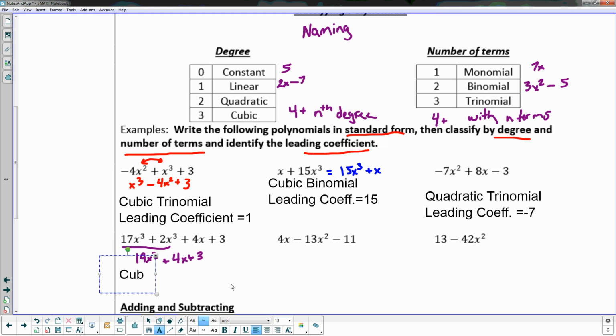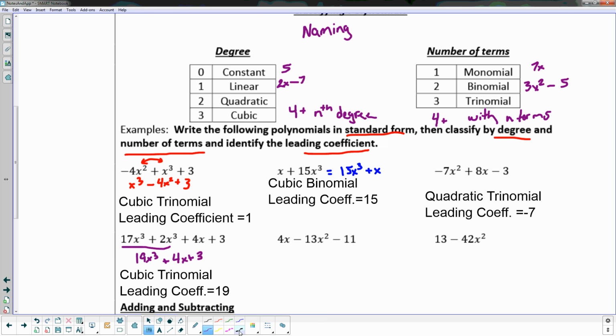It is again cubic because the highest power is 3. And again, it's a trinomial because there's 3 terms. And the leading coefficient is 19. The number that's being multiplied by x is 19.